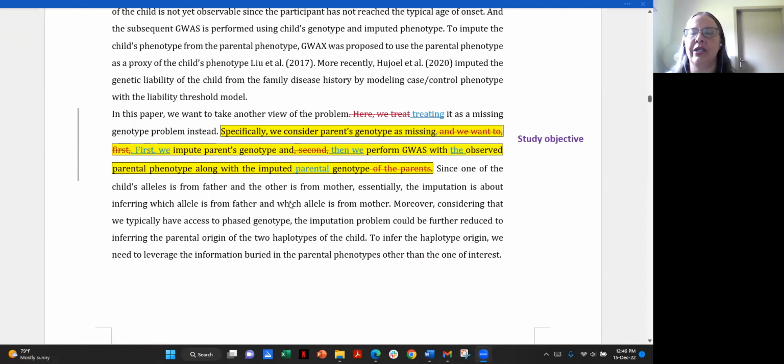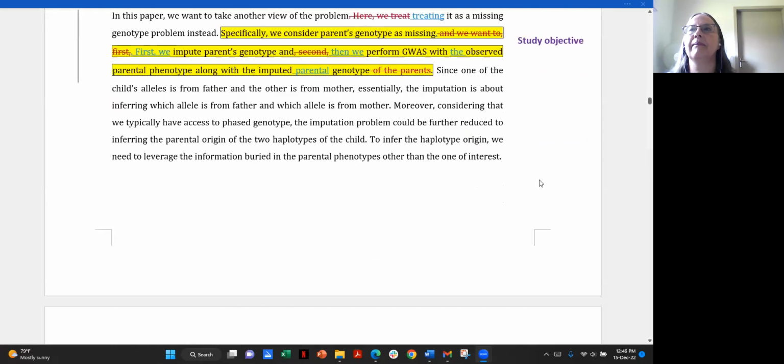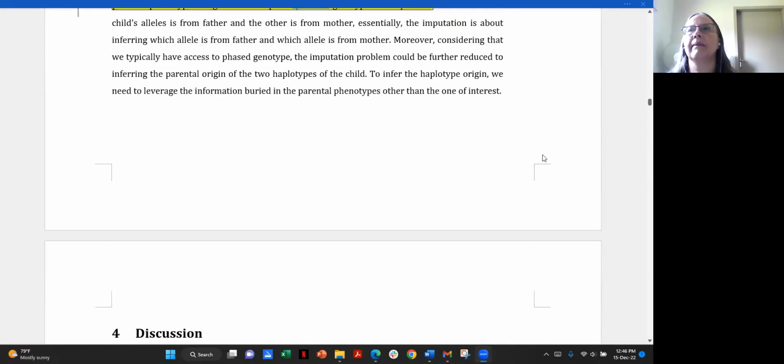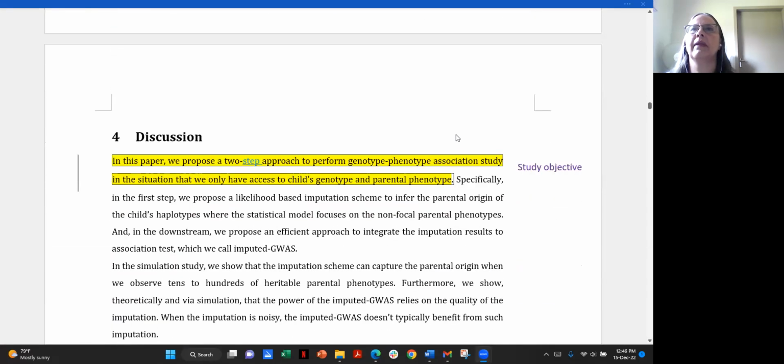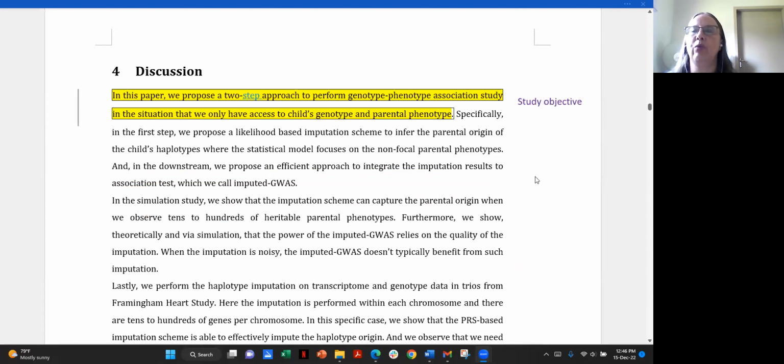And then, as I mentioned, at the end of the introduction, you need to restate your study objective so that the readers know what is coming up. It's like a preview of what you're going to be doing. In the discussion section, again, restate your study objective so that you're flowing from one area to another.